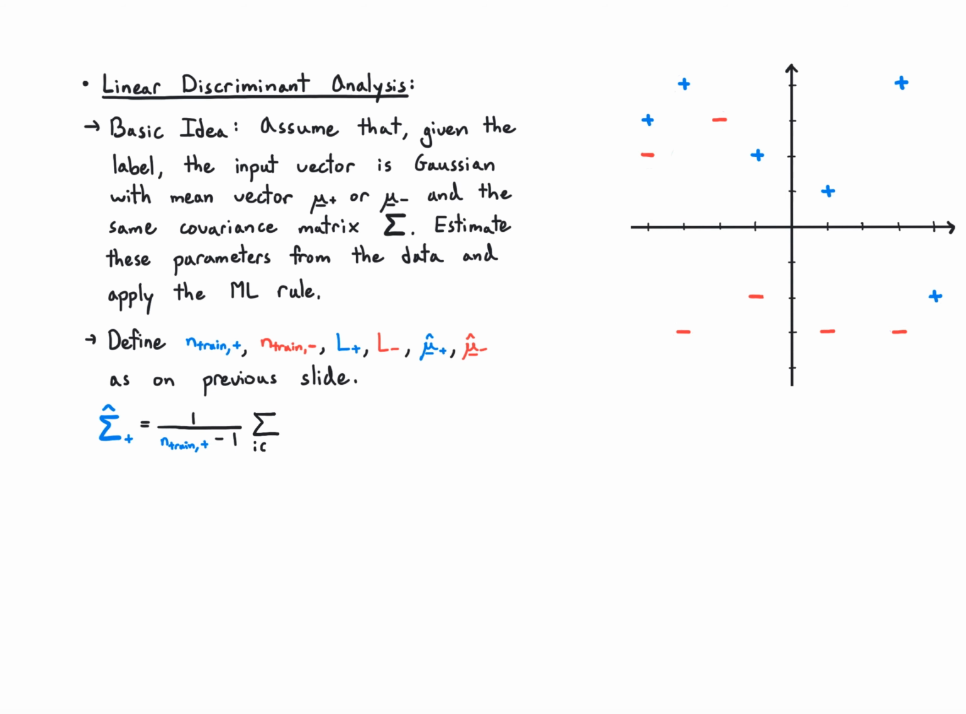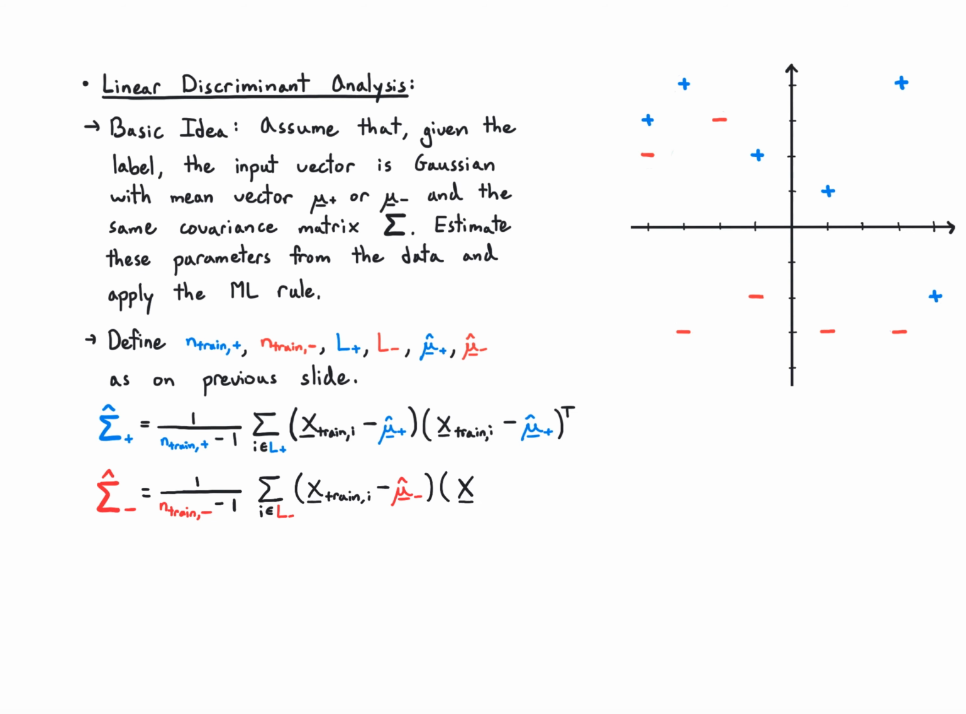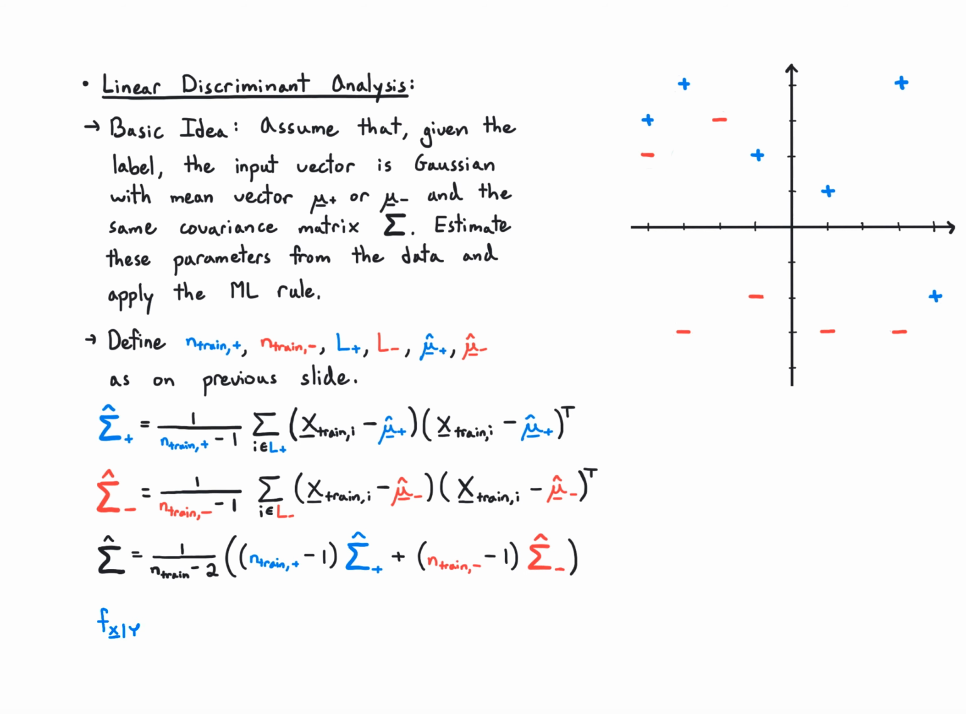I use my sample covariance matrix estimator, right? So I just take this outer product of x train minus its mean vector, the sample mean vector, okay? I do the same thing for the negative examples. I build an estimator for the negative class. In MATLAB, this is a built-in function, but I'm just writing it out here so you can see it. And then I pool these two estimates together because I believe the covariance matrix is the same. So I just combine them together and I get my estimate of this overall sigma.